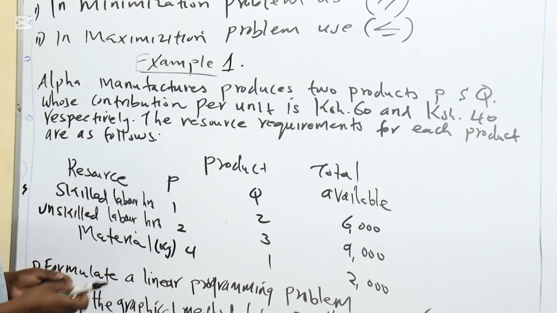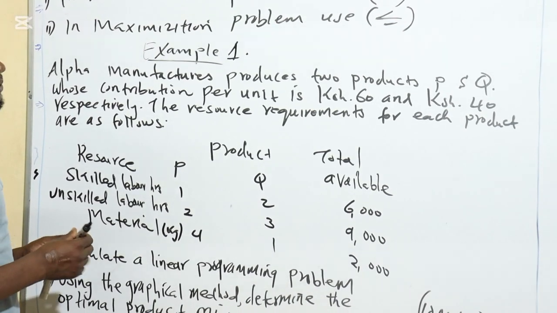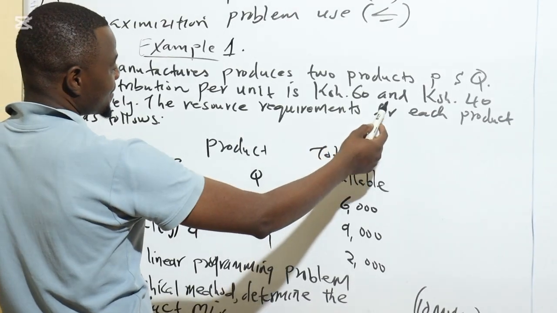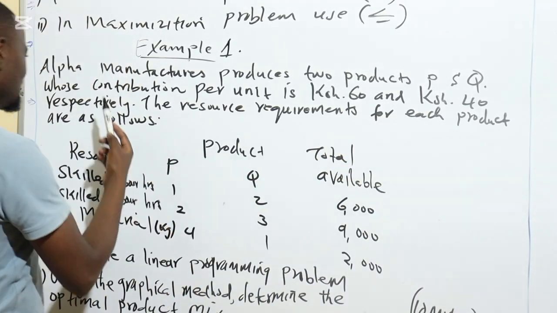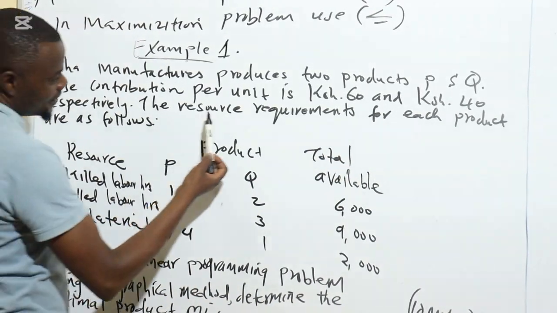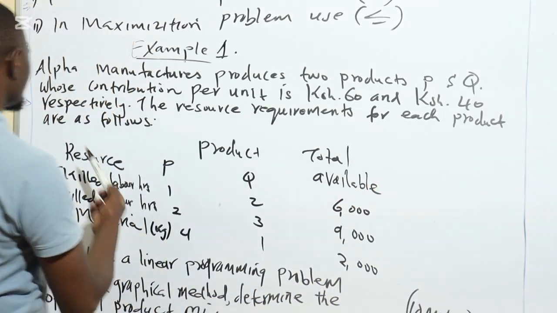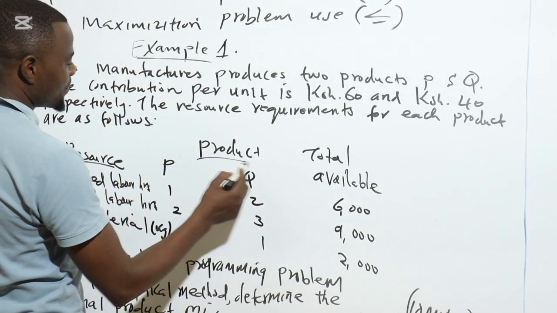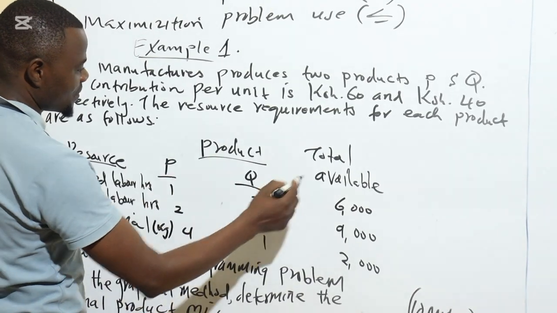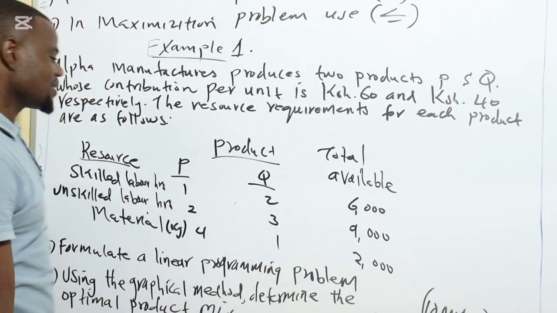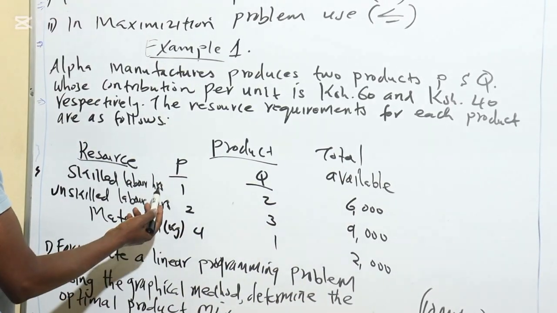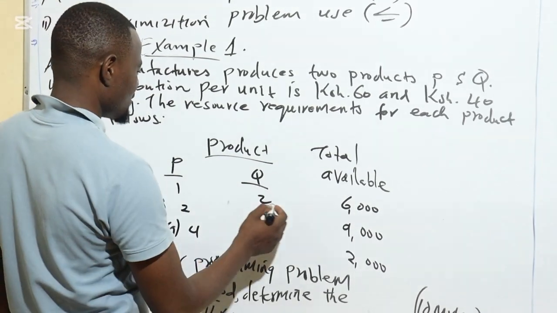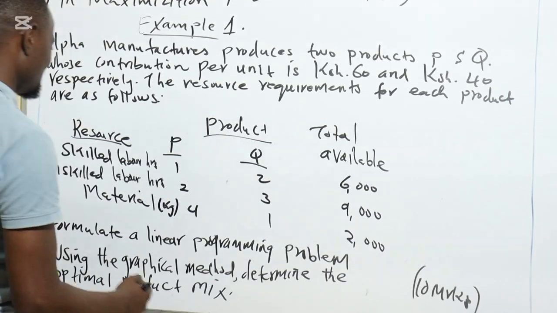Alpha Manufacturers produces two products P and Q, whose contribution per unit is Kenya shillings 60 and Kenya shillings 40 respectively. The resource requirements for each product are as follows. So we have the resource, the product, either product P or product Q, and what is available. The skilled labor hours is 1 hour in P, 2 hours in Q, and what is available is 6,000 hours.